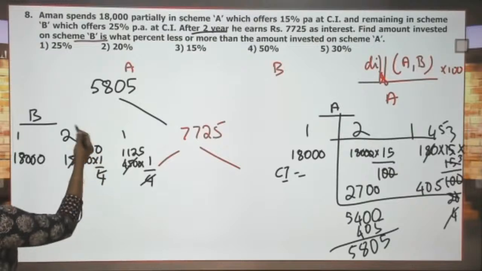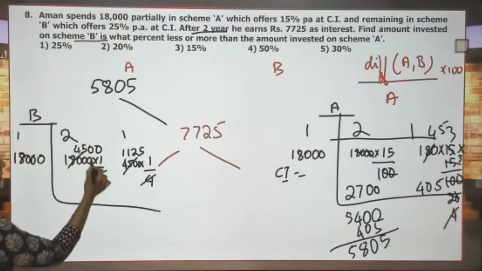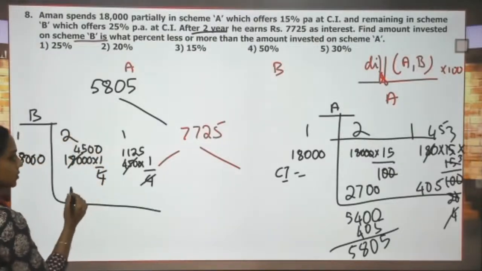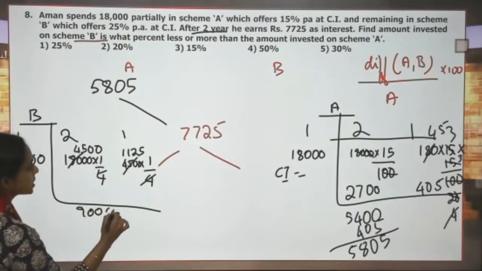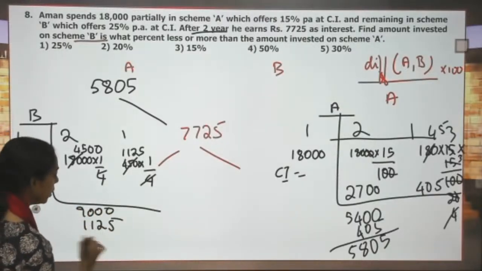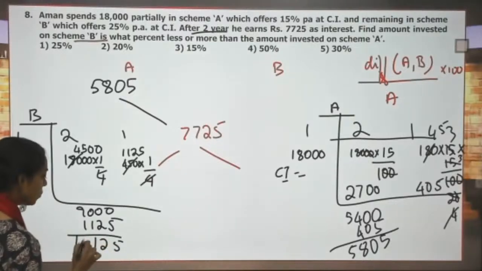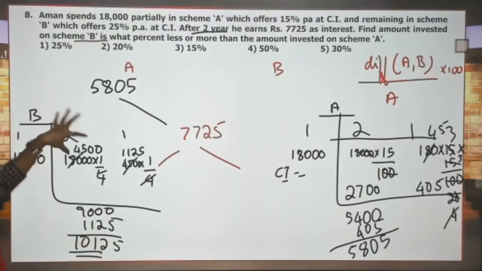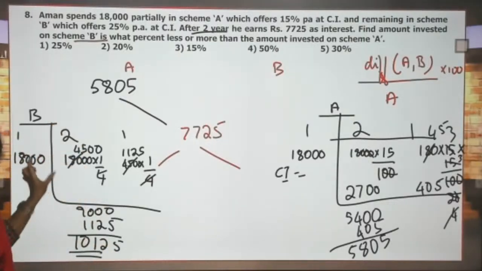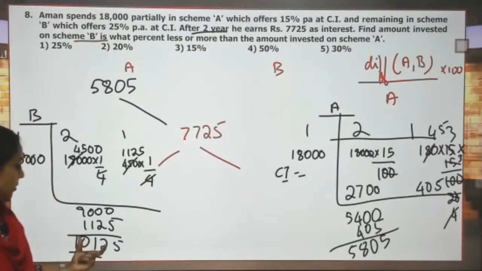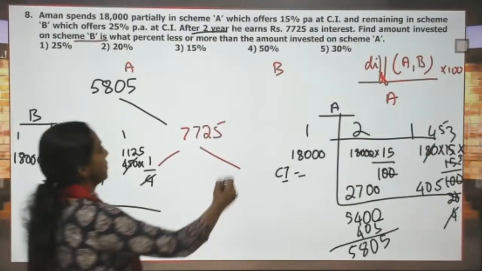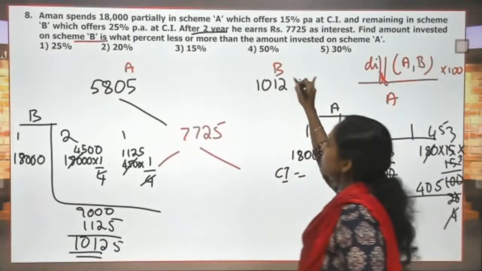Now what is the compound interest? This is 2 times 4,500, that is 9,000, plus 1,125, which is 10,125. So when you invest 18,000 entirely in scheme B, you will get a compound interest of 10,125.